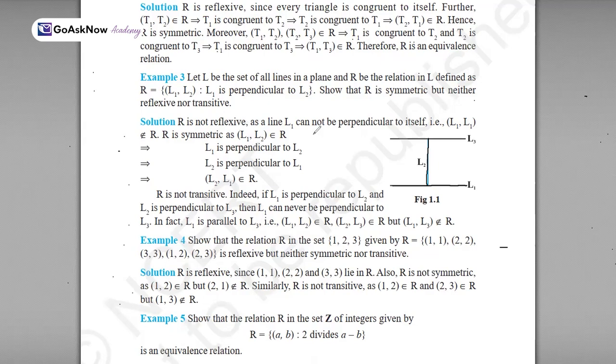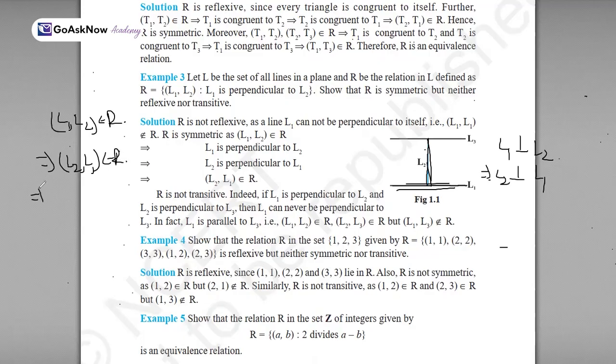Okay, L1 comma L2 is present here. If L1 is perpendicular to L2, then it must be true that L2 is also perpendicular to L1. You can see from the figure also that if L1 is perpendicular to L2, then L2 must be perpendicular to L1 also. So this tells us that L1 comma L2 belongs to capital R. This implies that L2 comma L1 also belongs to R. So we can see that this relation R is symmetric here.